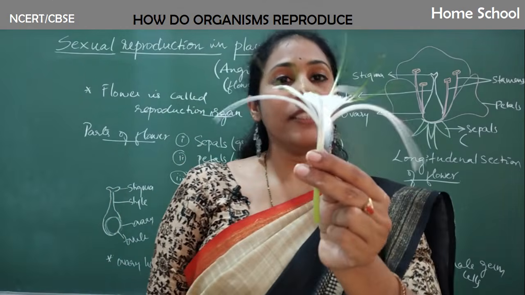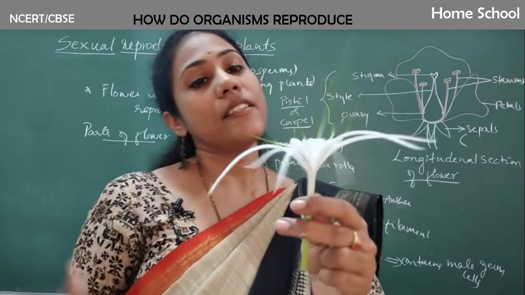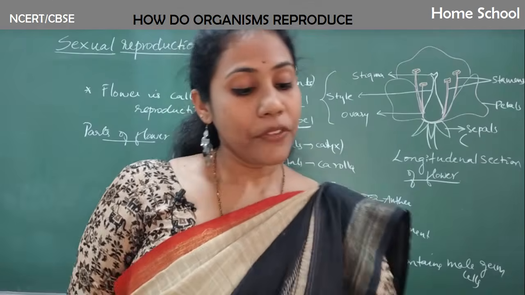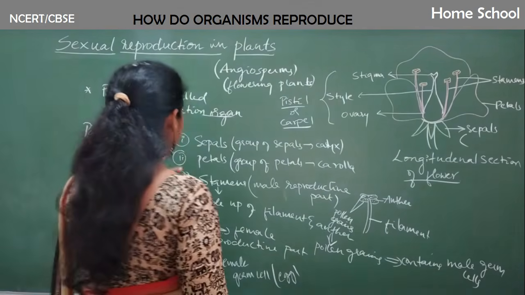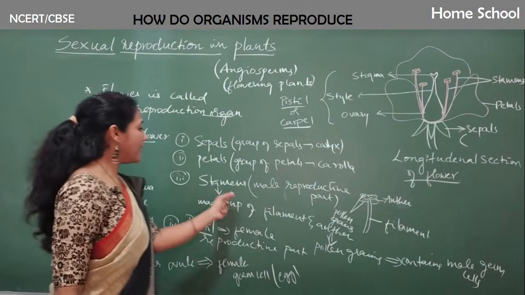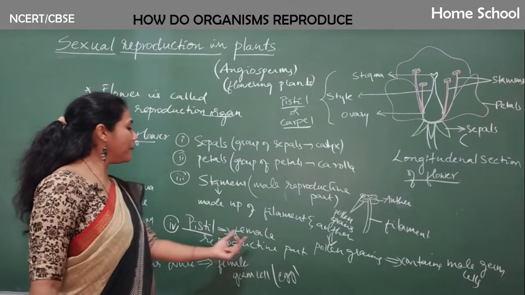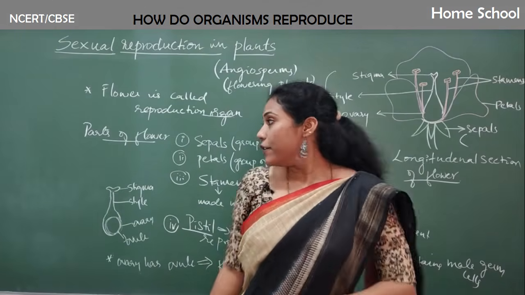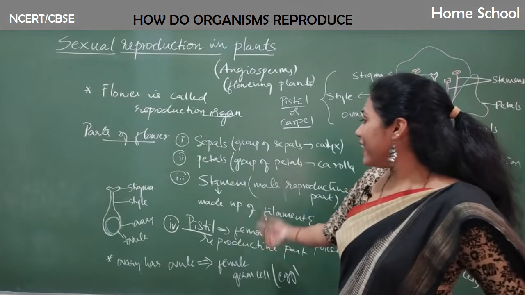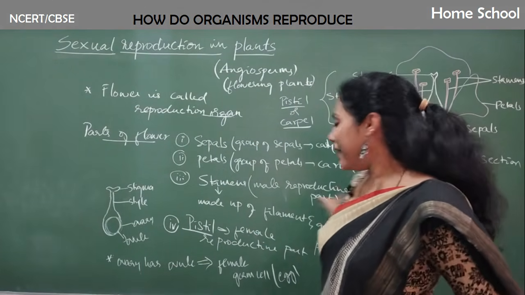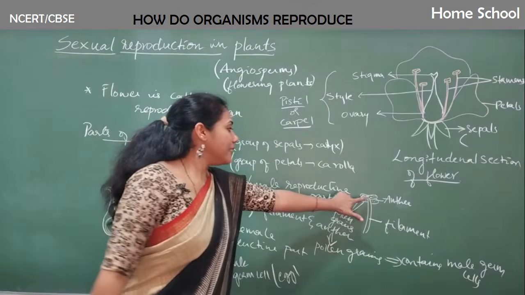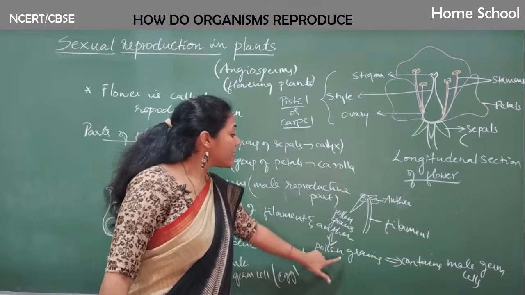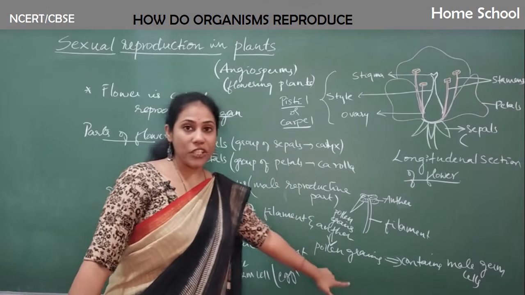So this is the basic structure of a flower, which contains the male reproductive part, the stamen, and the female reproductive organ, the pistil or carpel. You should definitely have an idea about the stamen. Stamen is made up of filament and anther. Anther contains pollen grains. Pollen grains contain the male germ cell.